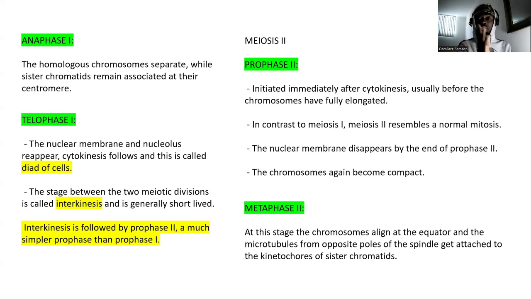nuclear, karyokinesis. It means karyokinesis has occurred. Division of the nucleus has occurred. Then followed by cytokinesis, which is the cytoplasm now dividing. So that is just the whole process here. So the nuclear membrane and nucleolus reappear because new ones are being formed now. Cytokinesis follows, and this is called dyad of cells. So all those terms, I just want you to be familiar with them so that when you come across them, you will know what they are.